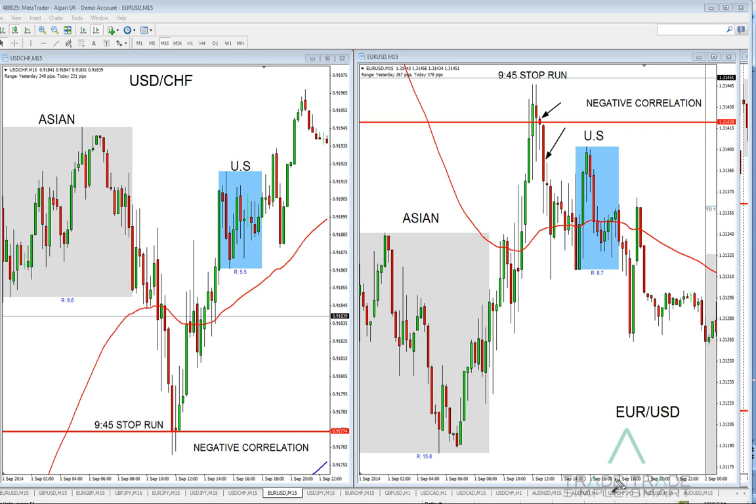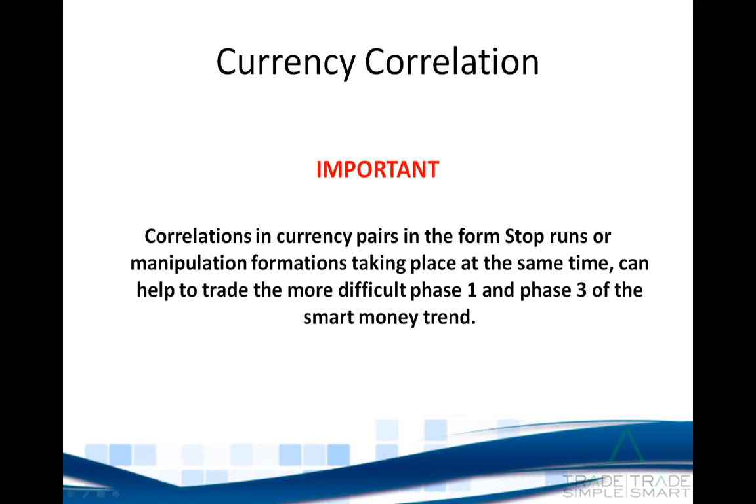So with negatively correlated pairs, we're simply looking for the correlation of stop hunts, but at the other end of the trend. So if we see a bull trend in one and manipulation, we're going to be looking for a bear trend and manipulation in the other. Okay, so the identification of stop hunts within a relatively narrow time frame in highly correlated pairs can help you to reinforce and confirm a trade before you pull the trigger.